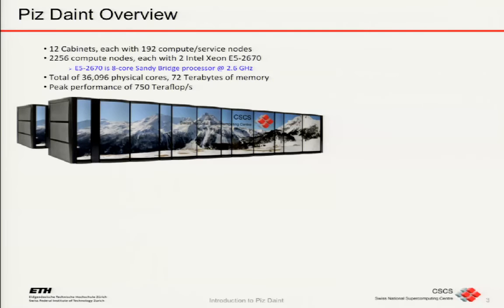So what exactly do we have? Well, 12 cabinets each with 192 compute or service nodes. There are actually 188 in each one, with then a service blade, 188 compute nodes. So there's 2,256 in total, 36,000 cores, 72 terabytes of memory. Peak performance just sneaks in at 750 teraflops. I think it's something like 750.3 or something along those lines. If you'd taken one more core out, it wouldn't work.